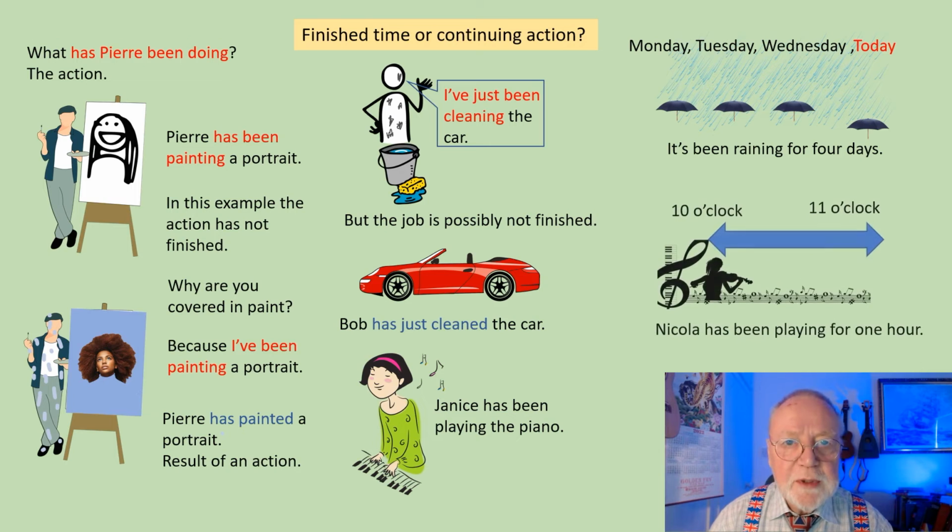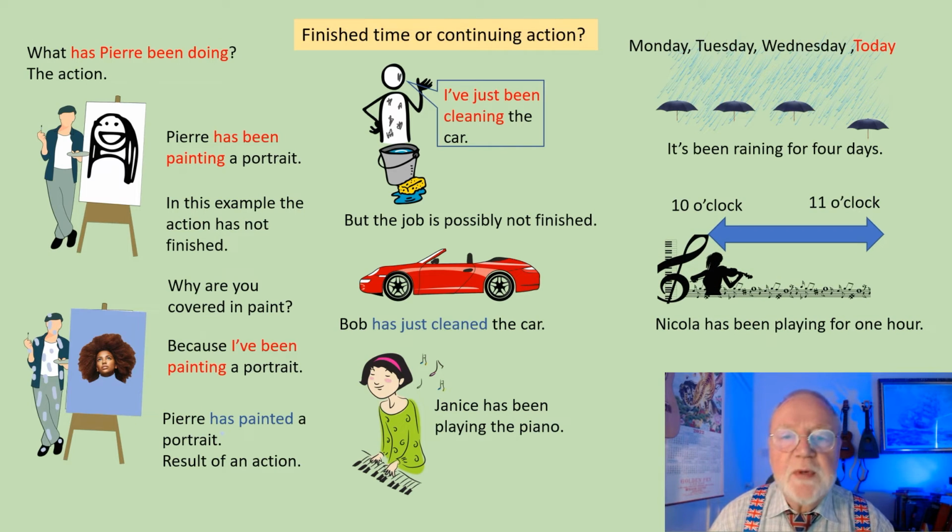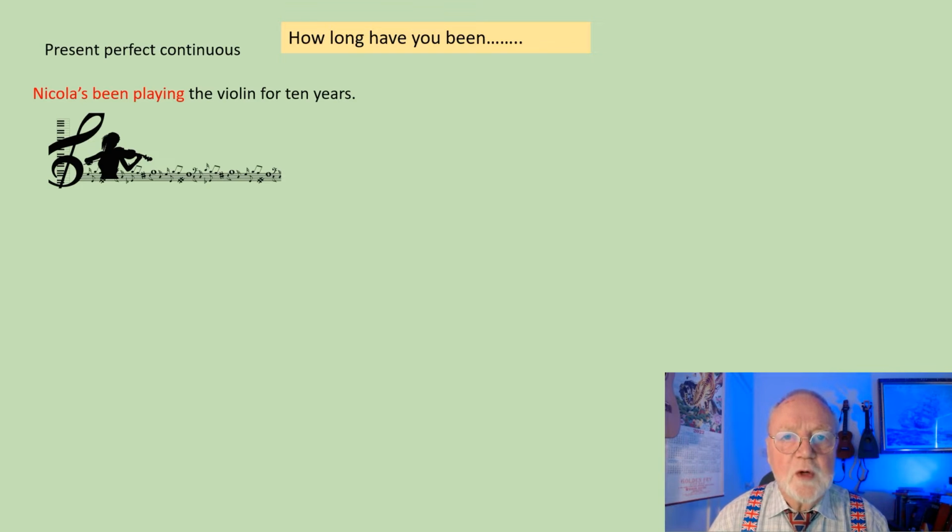What about Nicola? What has she been doing? Nicola has been playing for 1 hour, from 10 o'clock to 11 o'clock. Present perfect continuous. Oh, I do wish she'd stop though. We can use the present perfect continuous tense to answer the question, how long have you been doing something? So let's ask about Nicola. How long has Nicola been playing the violin? Nicola's been playing the violin for 10 years, present perfect continuous, and she is still playing the violin.